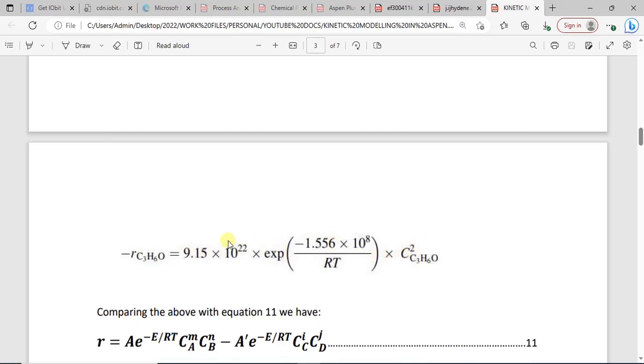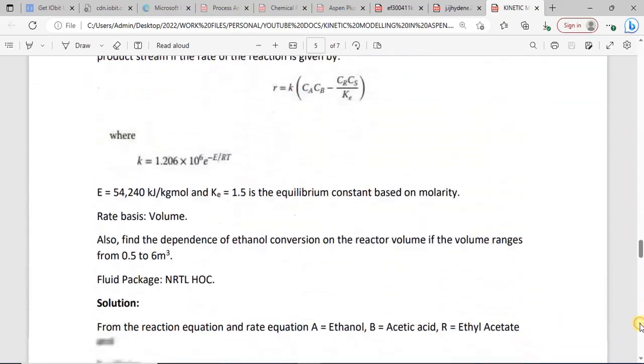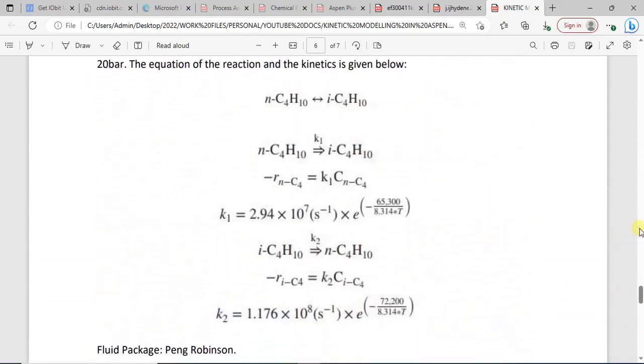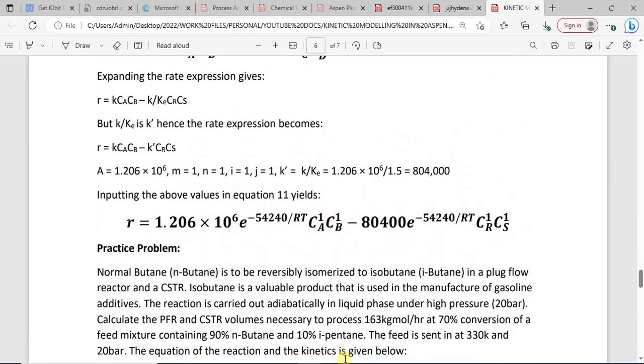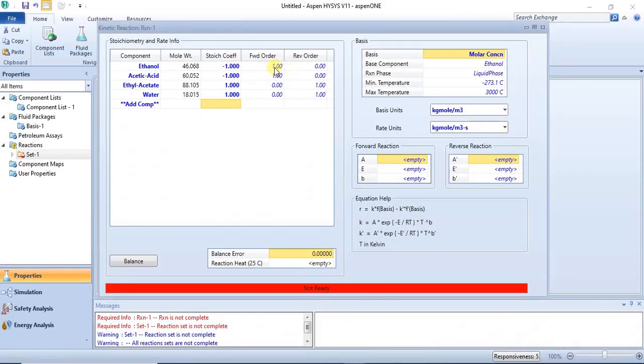So if you were working with this reaction, you specify 2 instead. So whatever you have in that section is based on the concentration basis for that particular reactant. So that's what we are working with. But in this case, we have it as 1, so it's already inputted. So you have forward order 1, 1 for ethanol and acetic acid.